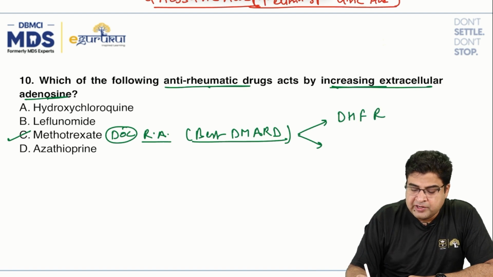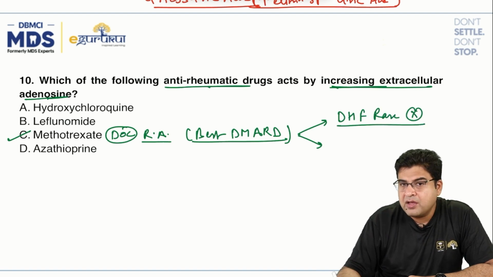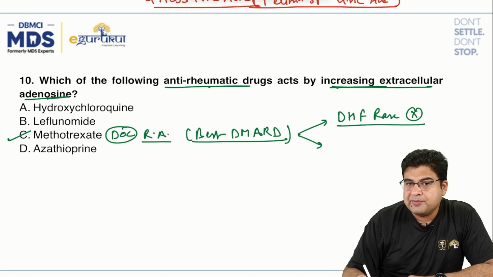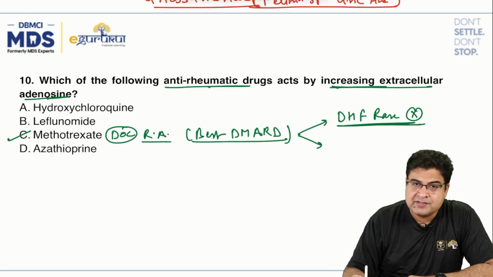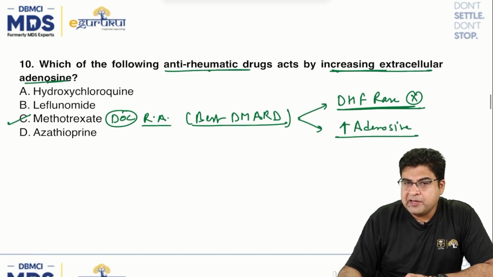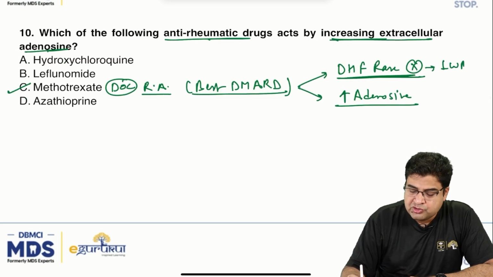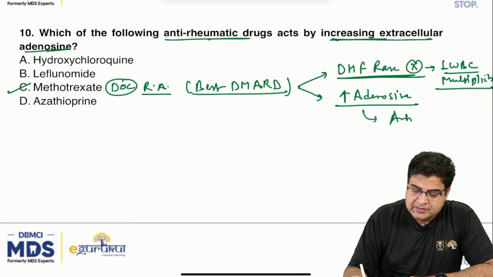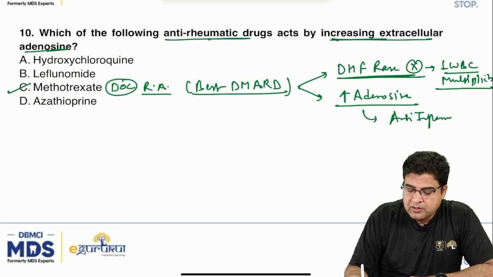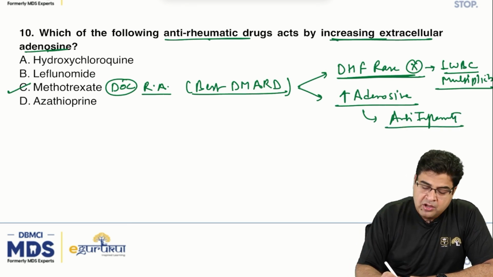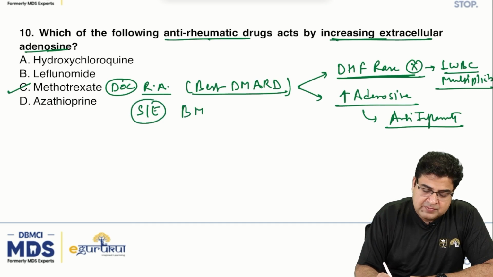This is an inhibitor of dihydrofolate reductase enzyme, and it can also increase the level of adenosine in the plasma. So by inhibiting dihydrofolate reductase, this can stop the WBC multiplication, and the medicine has immunosuppressant property. But because of adenosine, this medicine has anti-inflammatory property. Drug name is methotrexate.